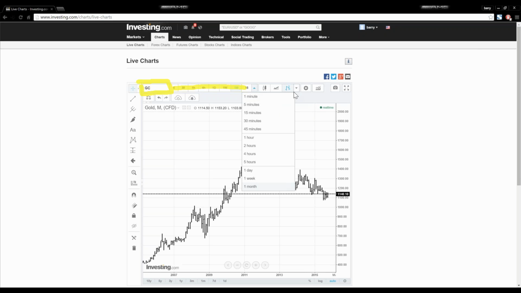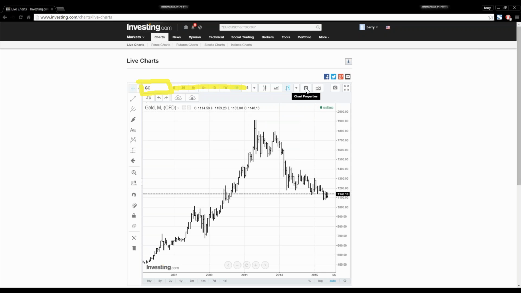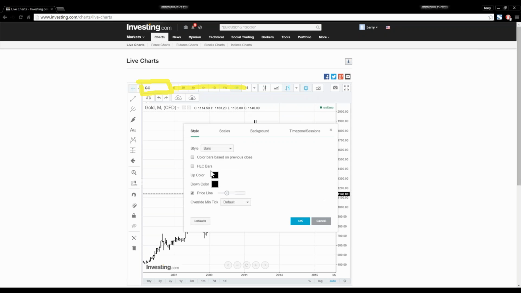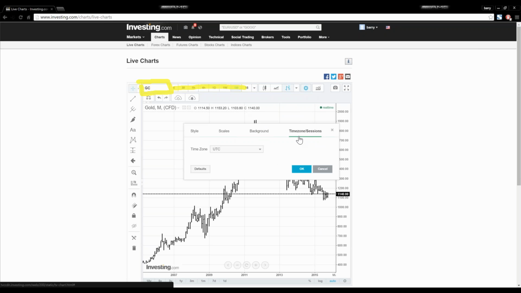Okay. Then you have the different types of charts. You have bar charts, candlesticks, hollow lines, and like I said, some of these come up with long lists, and all of these are just simply variations of the charts you want to use. So we're going to stay with the bar chart here, and then from here they give you some way to change the chart properties, where you can colorize them, you can set the scales, you can set the backgrounds, okay, and you can set the times.